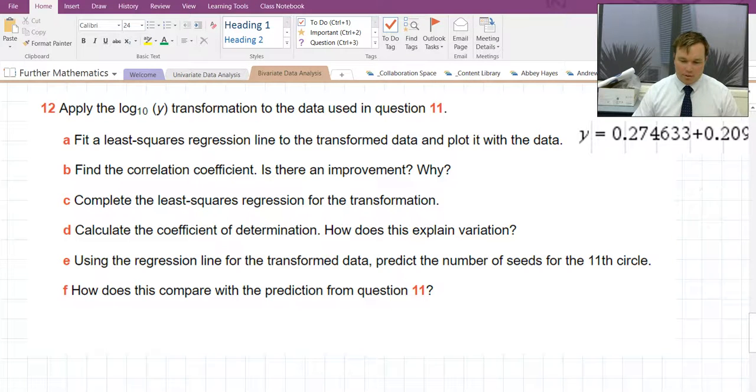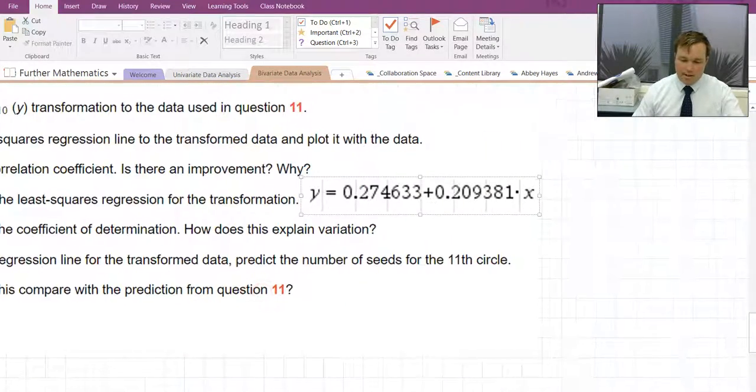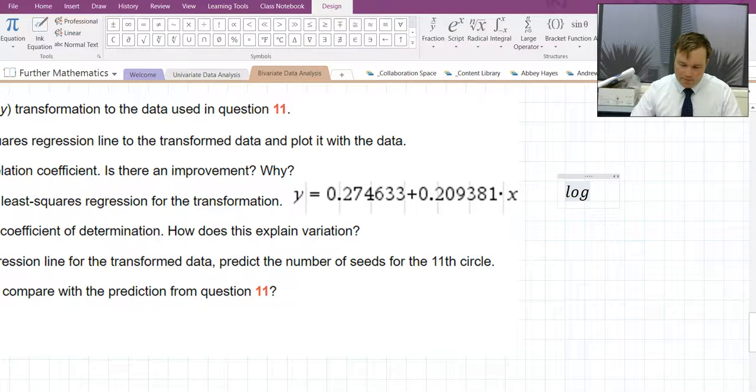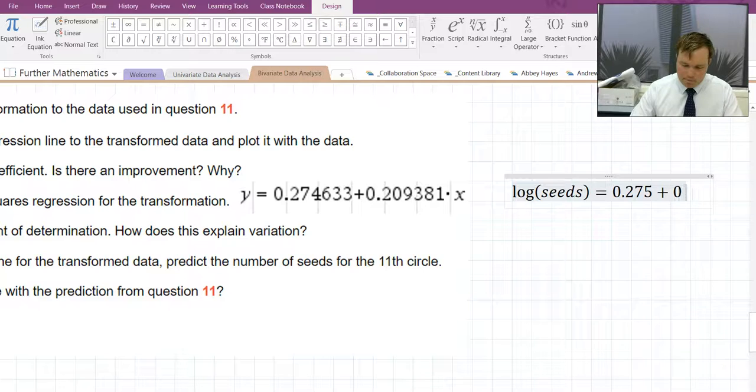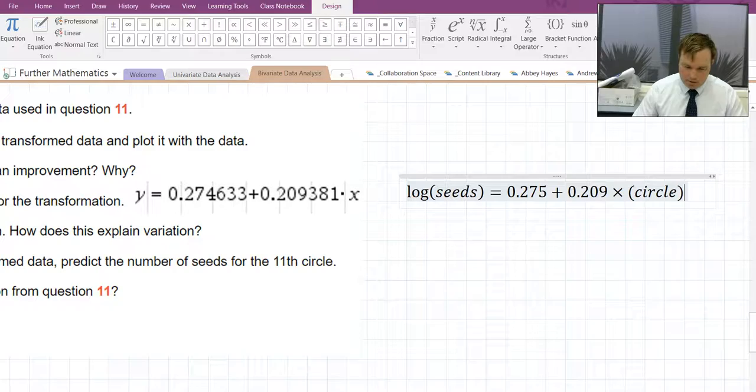Alright, complete a least squares regression for the transformation. And remember, that again will not be our answer. Our answer will be log seeds is equal to, so we haven't just written y, we've written log seeds is equal to 0.274, I'll round it to 5, plus 0.209 times, now not x, but circle.